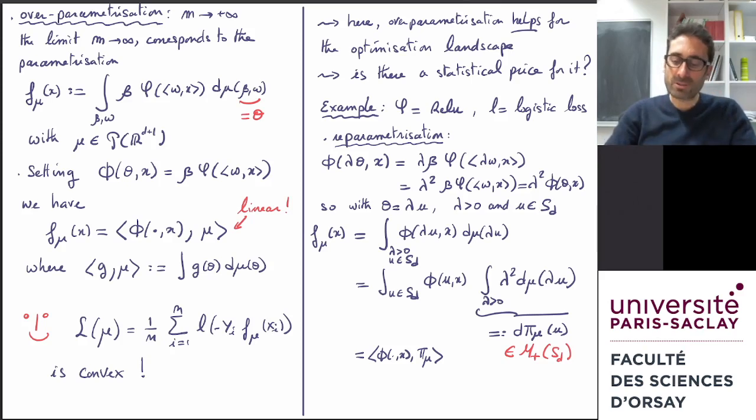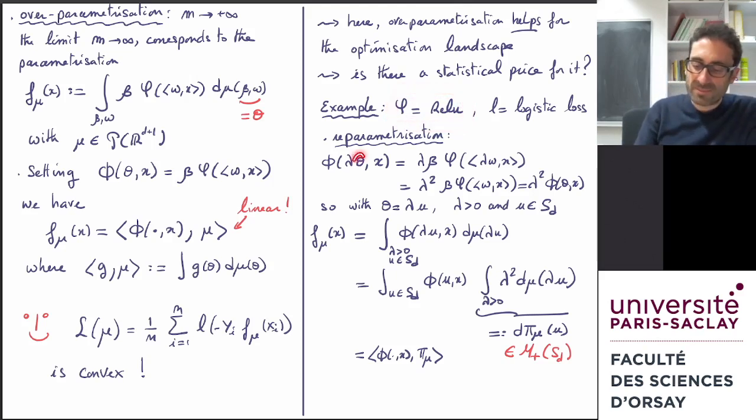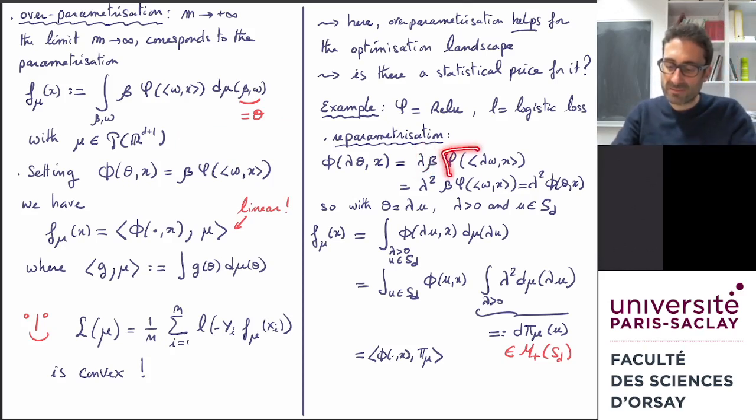I will discuss this case briefly on a simple example where we choose for phi the ReLU function and for L the logistic loss. What we will do is reparameterize everything by using the fact that this function is homogeneous. If I take some theta and multiply it by some lambda, which is strictly positive, then lambda theta is the vector (lambda beta, lambda omega), so I have lambda beta and phi of lambda omega scalar x. Now we use the fact that the scalar product is linear, so I can move the lambda out of the scalar product. And I use that phi is homogeneous, so I can move the lambda outside of phi.